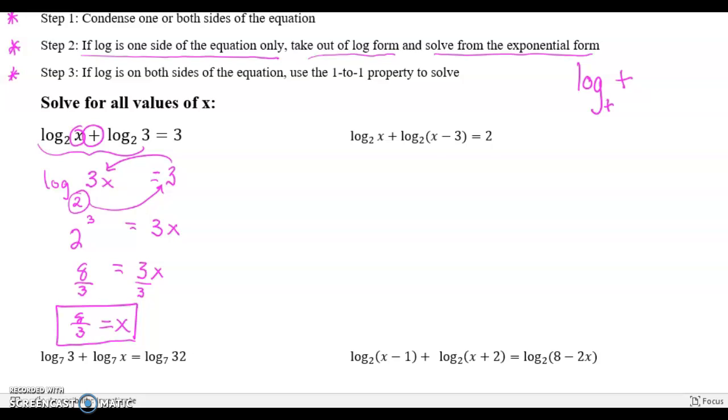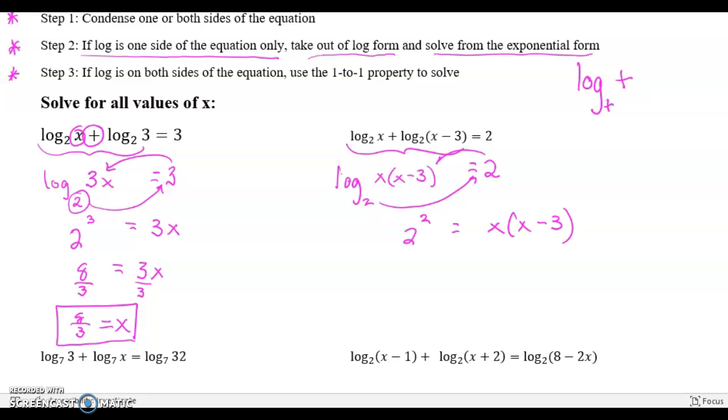Here's another one. We're going to condense into one logarithm. So that would be log base 2 of x times x minus 3 is equal to 2. Take it out of log form. 2 squared is equal to x times x minus 3. 4 equals, distribute, we get x squared minus 3x.